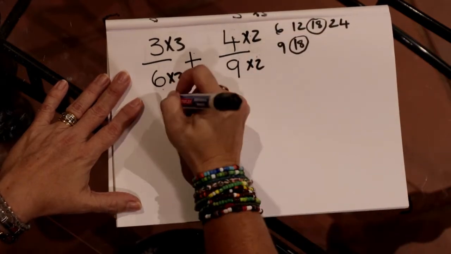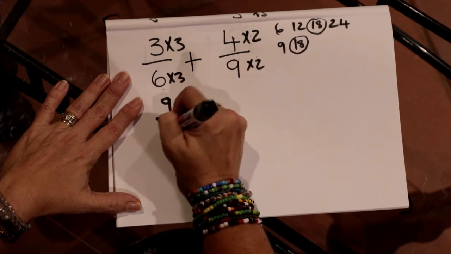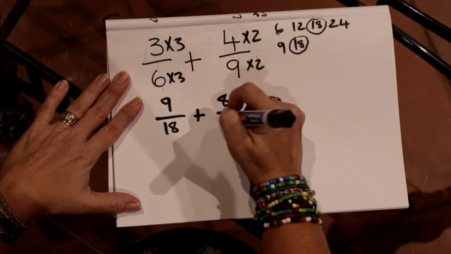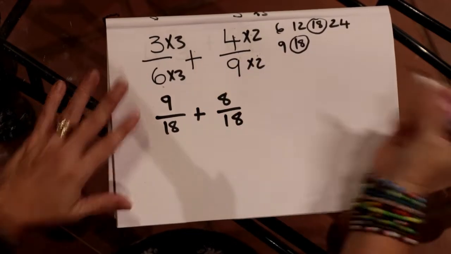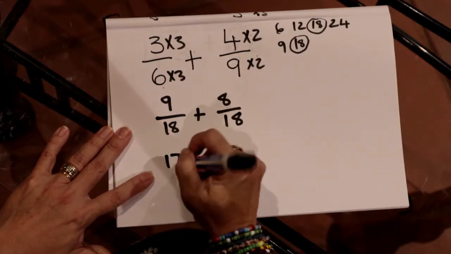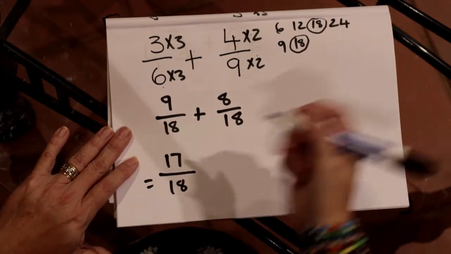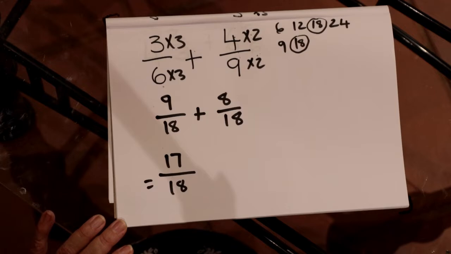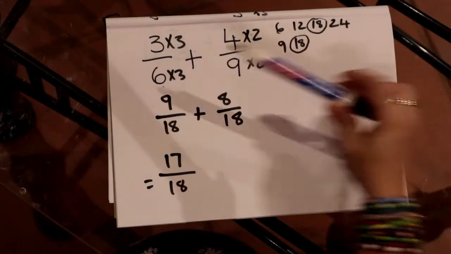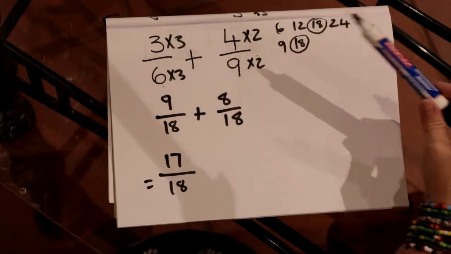And now I'm going to get new fractions. I'm going to get 9 over 18, and I'm going to get 8 over 18. Now I'm going to plus my tops together. 9 plus 8 is 17. And that is my final answer over there. So this is the only new work that you're actually going to do in grade 7, where the denominators are both different and you have to make them the same by changing both sides.